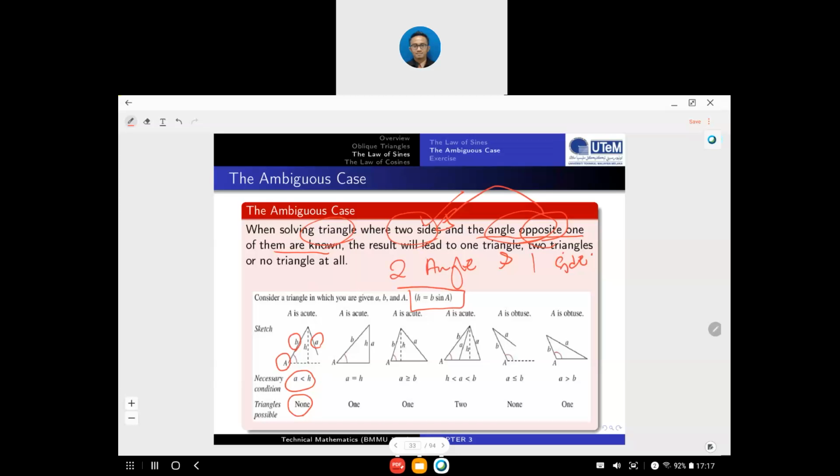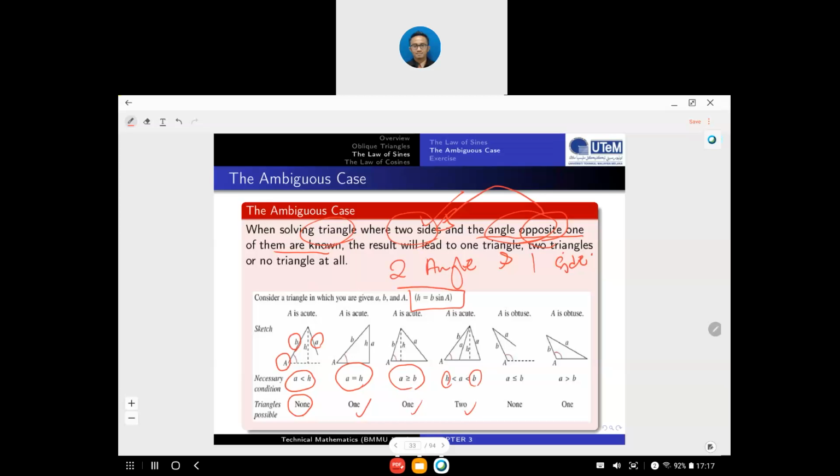Okay, what happens if you have A equal to h? When A equal to h, you have one triangle. When there is one triangle, you only have one result. If A is greater than or equal to B, you also have one triangle. But if A is greater than h and less than B, you have two triangles.